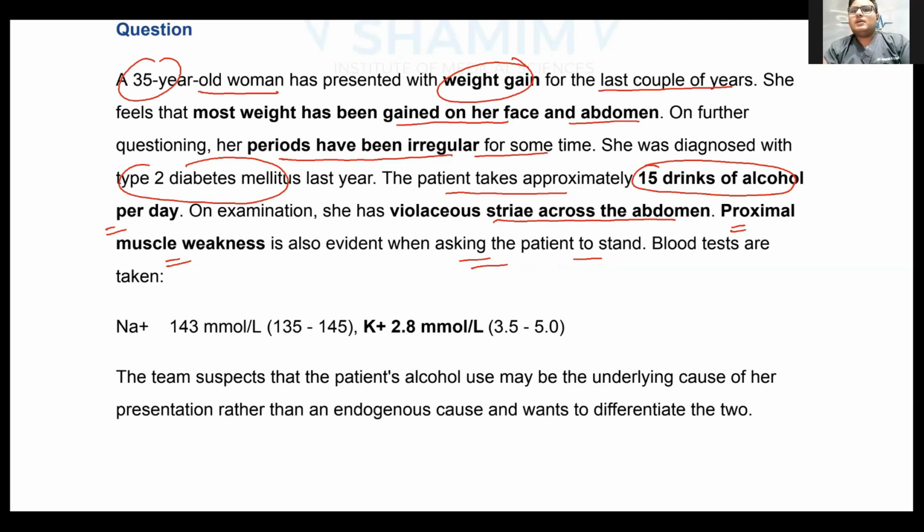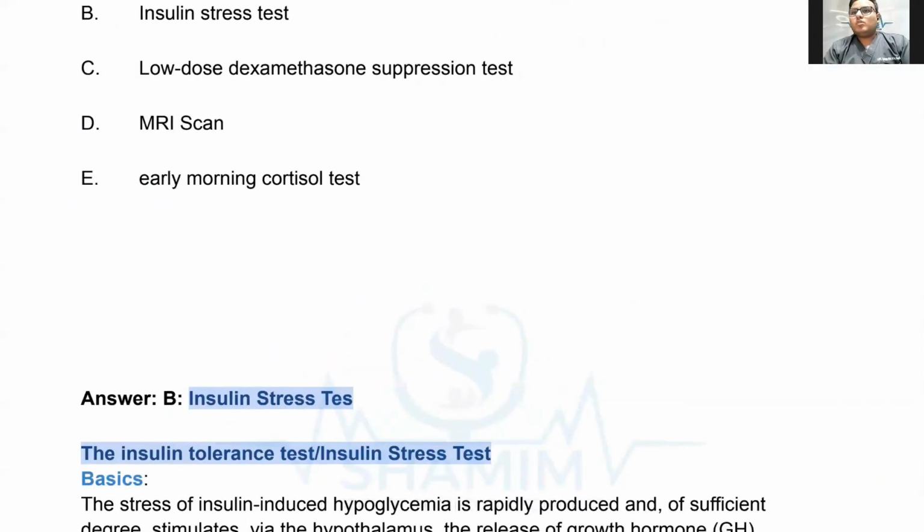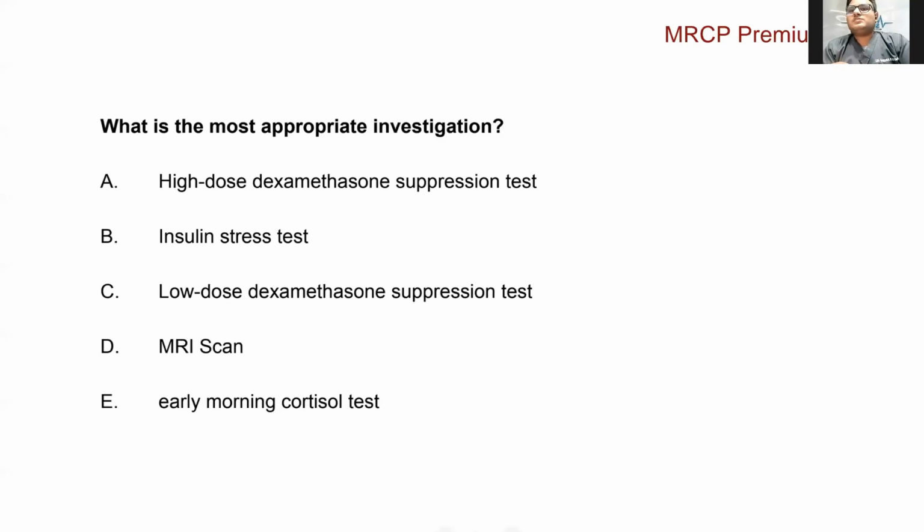Blood tests are taken, and the sodium is 143, which is in the normal range, but potassium is 2.8, which is decreased. The team suspects that the patient's alcohol use may be the underlying cause of the presentation, and we want to differentiate the two. So what is the most appropriate investigation we can do in this patient?